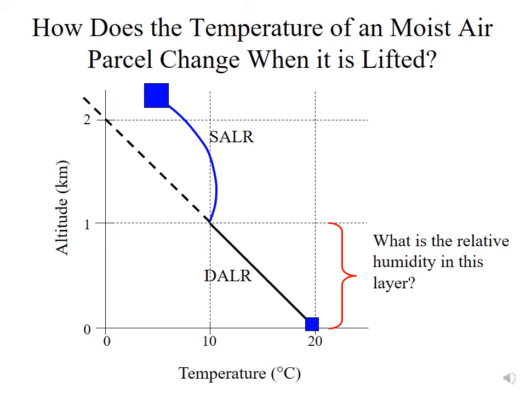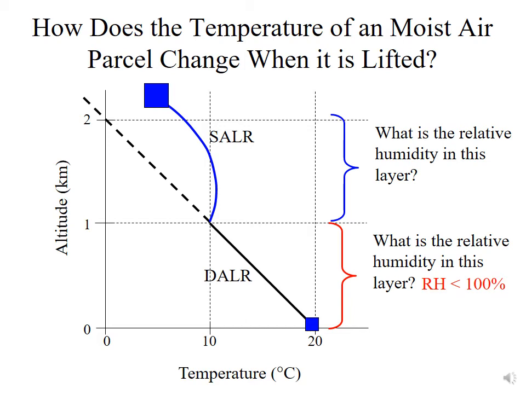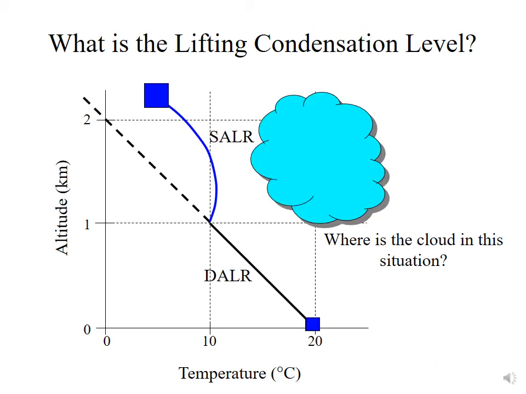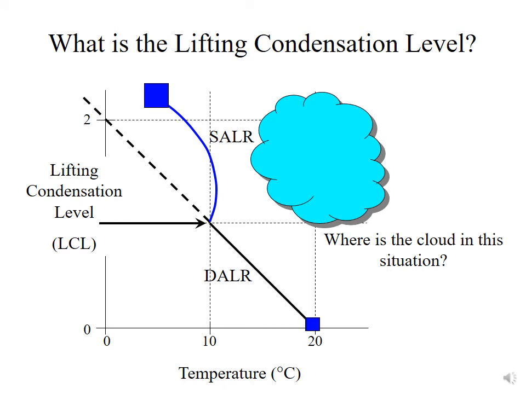So the relative humidity in the layer below cloud base is going to be less than 100%. And the relative humidity in the layer above cloud base is going to be greater than 100%. So what is the lifting condensation level in this scenario? And where is the cloud going to be? The cloud base will occur when we deviate from the dry adiabatic lapse rate and switch to the saturated adiabatic lapse rate. We define that as the lifting condensation level.